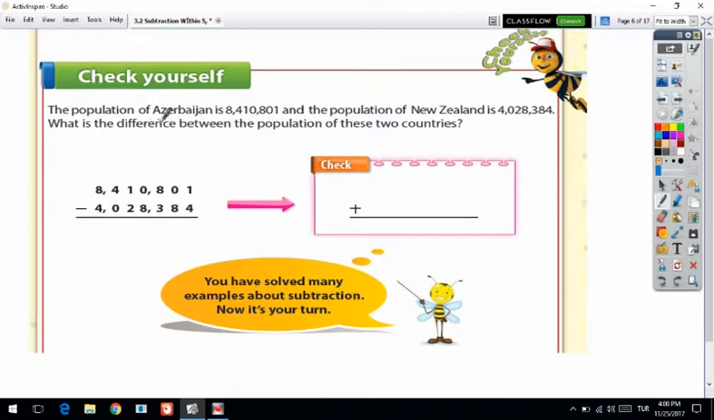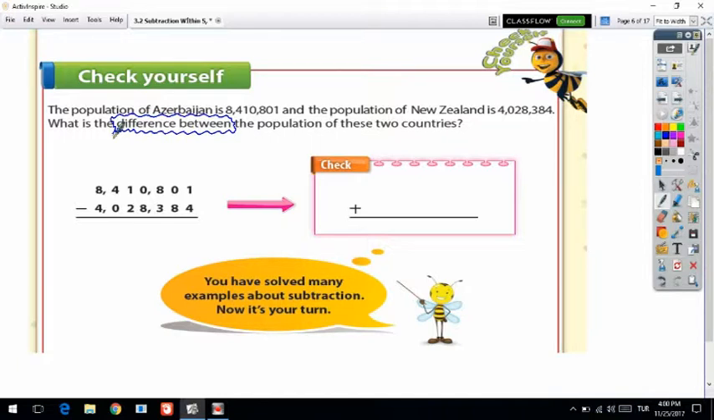The population of Azerbaijan is 8,410,801, and the population of New Zealand is 4,028,384. So what is the difference between them? The words "difference between" remind you of subtraction, so we just subtract them.